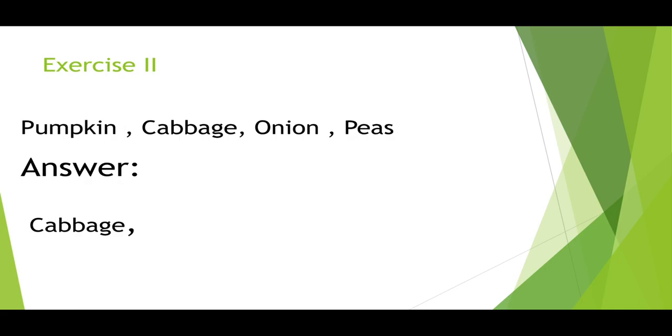Then we have the O of the onion. Now look at peas. P-U or P-E? Which will come first, U or E? Obviously, E comes first, peas. And last comes the pumpkin.